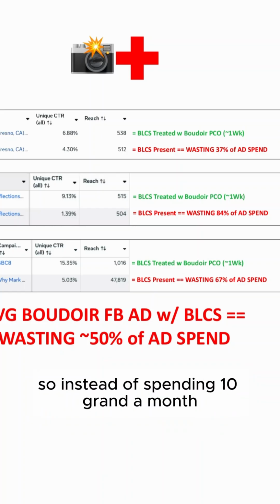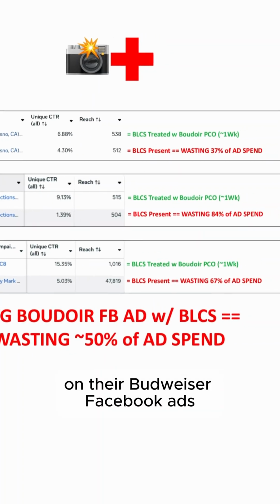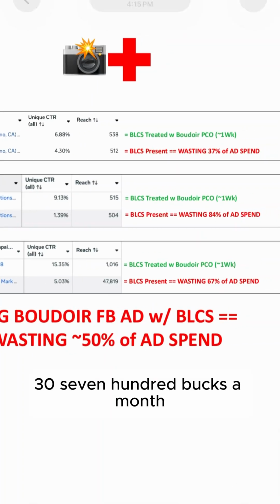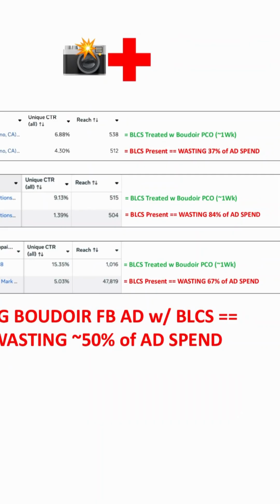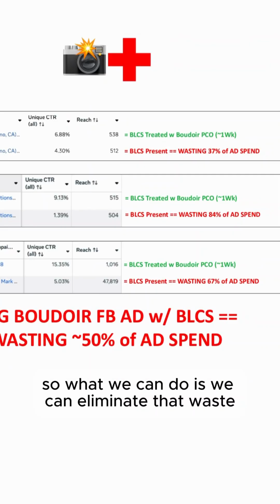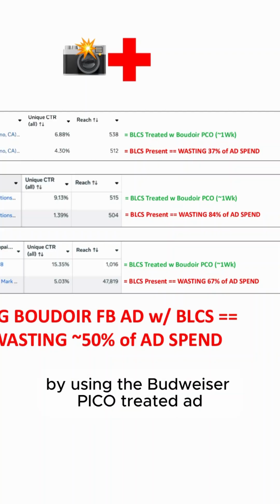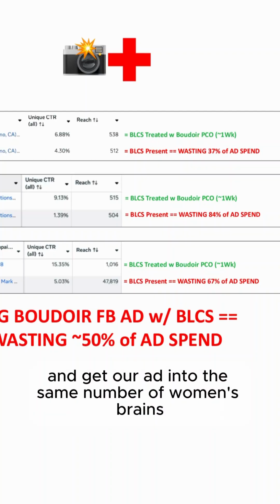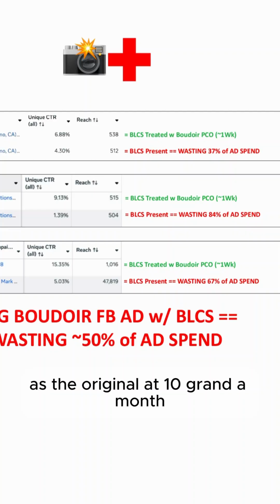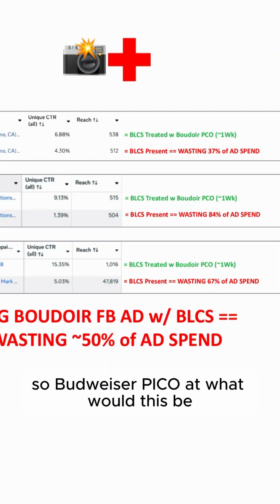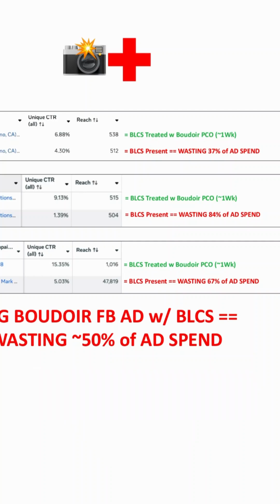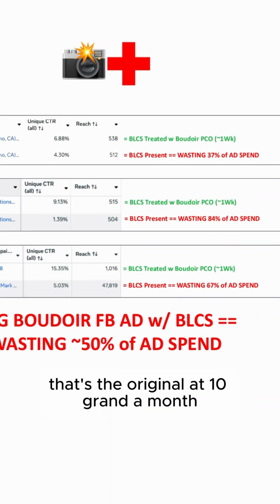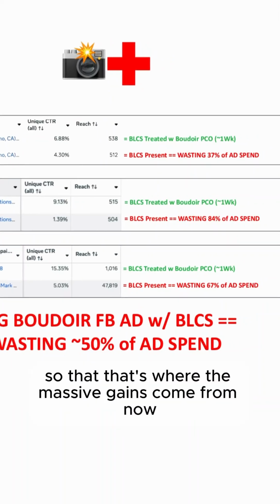So instead of spending 10 grand a month on their Boudoir Facebook ads, $3,700 a month, every single month, was being wasted. So what we can do is eliminate that waste by using the Boudoir PCO treated ad and spend the difference instead, and get our ad into the same number of women's brains as the original at 10 grand a month. So Boudoir PCO at, what would this be, $6,300 a month, we'll get into the same number of women's brains as the original at 10 grand a month. So that's where the massive gains come from.